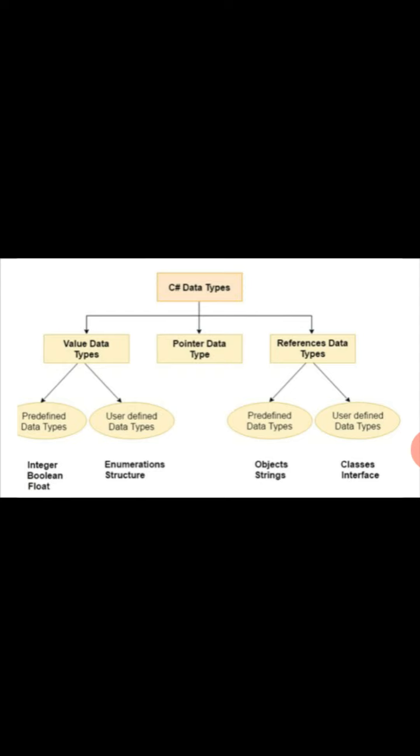The next data type is signed character. Memory size is 1 byte and range between minus 128 to 127. Then the next data type is unsigned character. Memory size is 1 byte and range between 0 to 127.